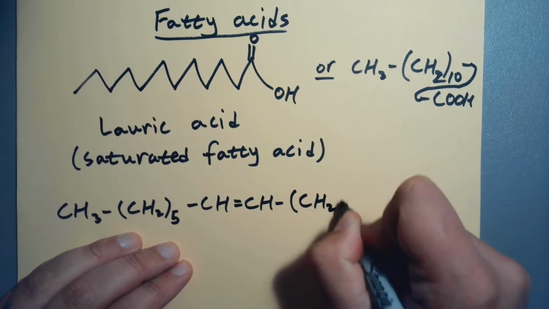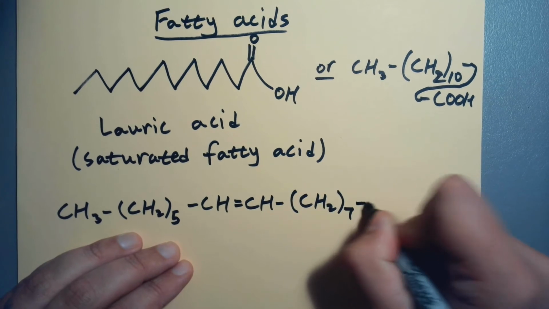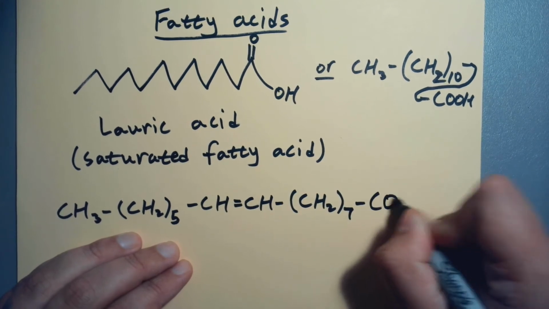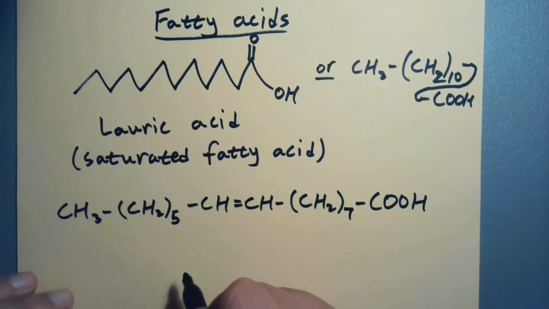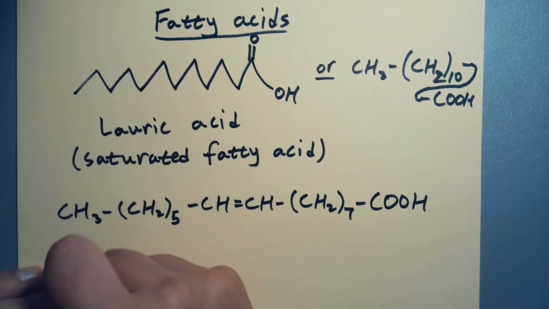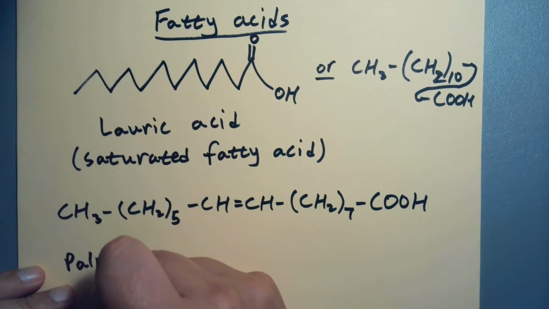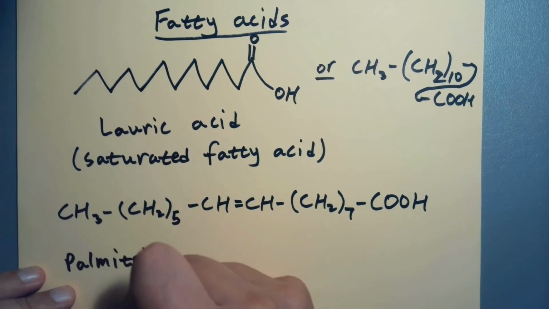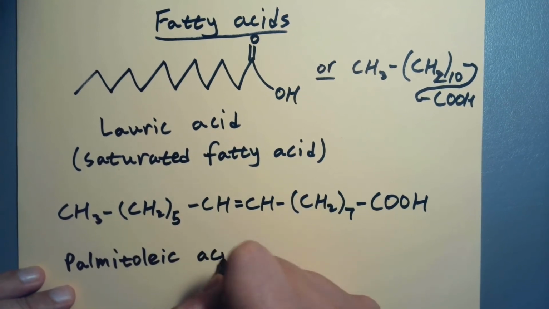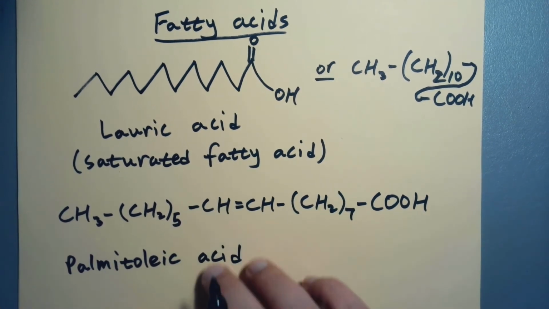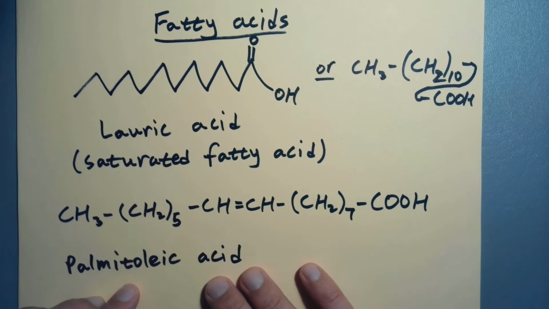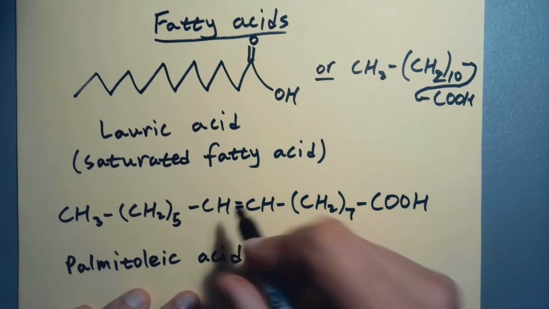So these are long chains. So of course we're going to shorten it up. 7 more CH2s and then a carboxyl. So this is a fatty acid. This one is known as palmitoleic acid, and you don't have to know these names. So this is not a situation where we got names. I just like to throw them out there. Maybe you've seen it on a supplement or something like that. This is a pretty popular one.